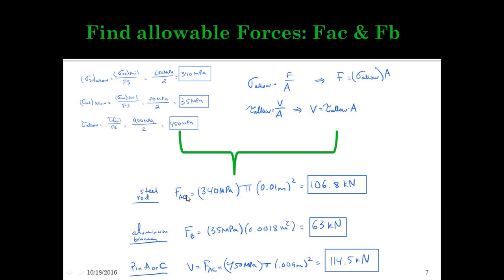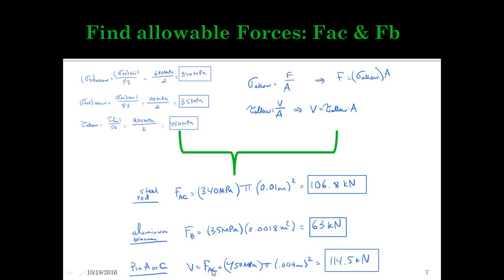So FAC is caused by the rod, FB is caused by the aluminum block, and we have a second FAC which is caused by the shear in the pins. So FAC equals allowable stress 340 times pi r squared, and all of the diameters and areas we were given in the initial statement, so I just use that. I end up with 106.8 kilonewtons. For the aluminum block, 35 megapascals times the given area is 63 kilonewtons.